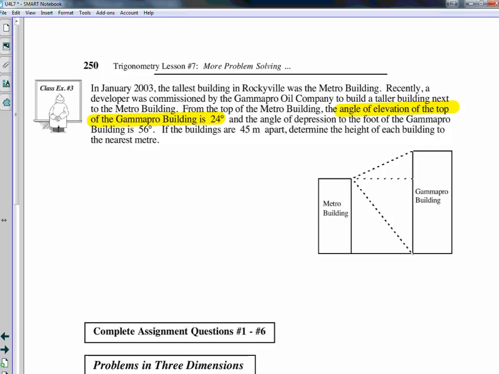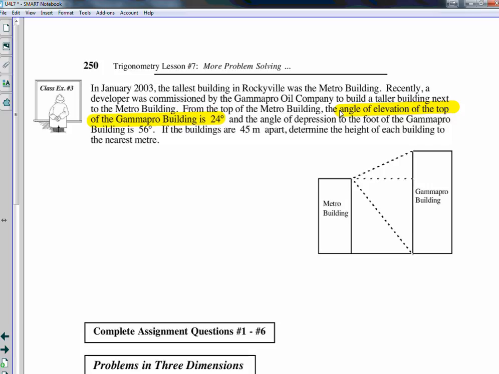Thank you so much. Okay, angle of elevation to the top. So there's two buildings, right? It says the tallest building in Rockyville was the Metro, but then they recently built the Gamma Pro. Did I say that right? I don't know. Okay, so it says the angle of elevation of the top of the Gamma Pro is 24. Where is that going?